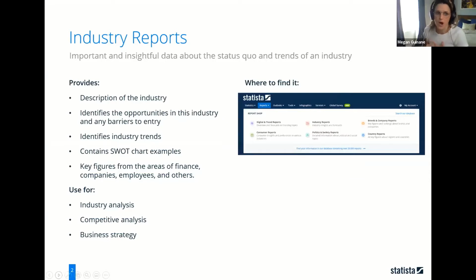industry reports. Our industry reports consolidate the most important info on industries in a detailed report that shows important and insightful data about the status quo and trends of a particular industry. And this database of industry reports will help you understand how to break into a market and understand how it's performed over time. So let's go into one of our industry reports. I have a little picture that shows you where you can find it. And I'm going to share my screen.